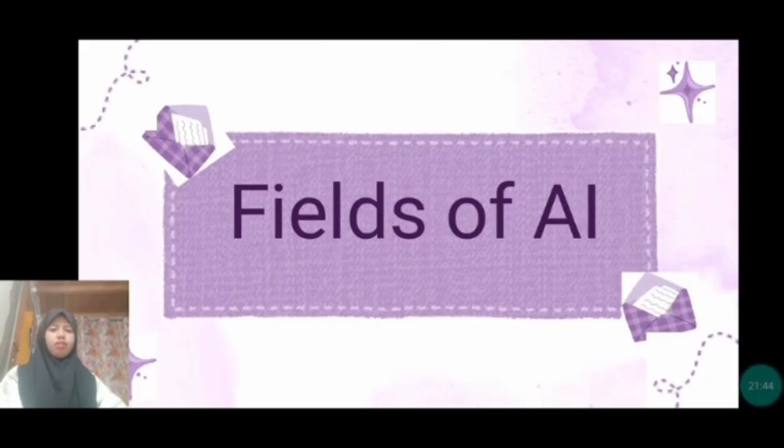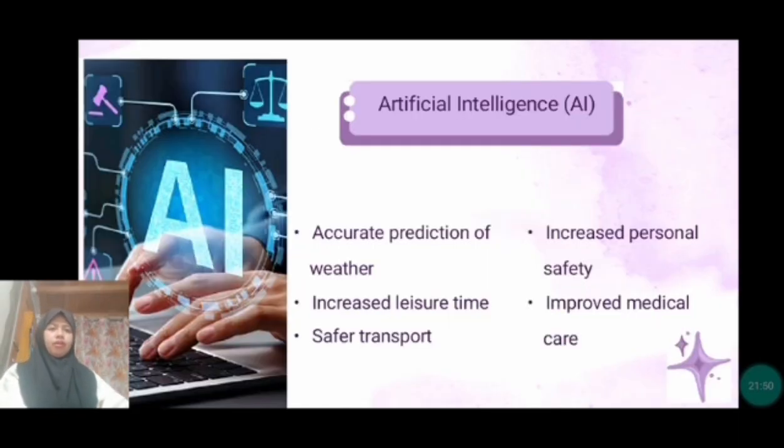Now let's proceed to the fields of AI. The first one is accurate prediction of weather. AI helps forecast weather by analyzing large amounts of data from satellites, sensors, and past records. It can detect patterns faster than humans, so it can predict rain, storms, or heat more accurately. This helps people prepare and stay safe.